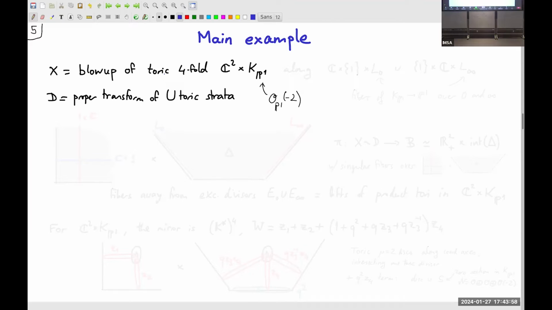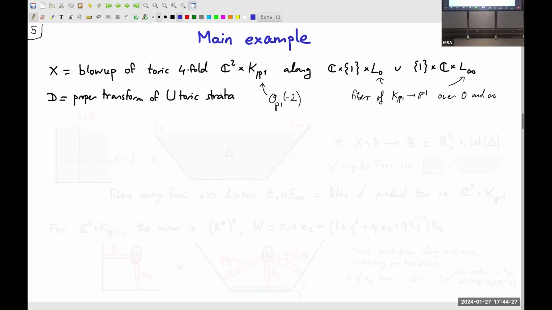So what we'll do is we'll start from the product of C² with the total space of the canonical bundle of P¹, so the total space of O(-2). This is a toric fourfold. But I'm going to blow it up in a way that's not quite toric. And those of you who have seen me give talks here in the previous decade know that I love doing SYZ mirror symmetry on blow-ups of toric varieties.